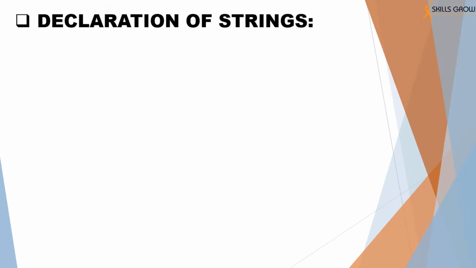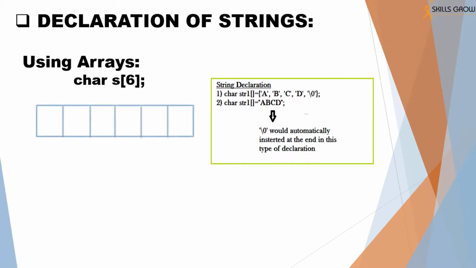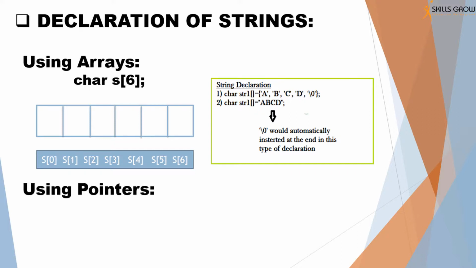Declaration of strings. The following declaration creates a string to hold null character at the end of the array. The size of the character array containing the string is one more than the number of characters in the word. Actually, you shouldn't need to place the null character at the end of the string constant. The C compiler automatically places it. Strings can also be declared using pointers.